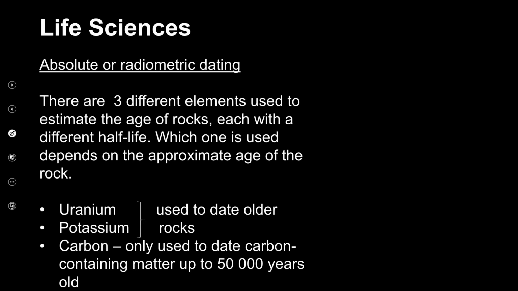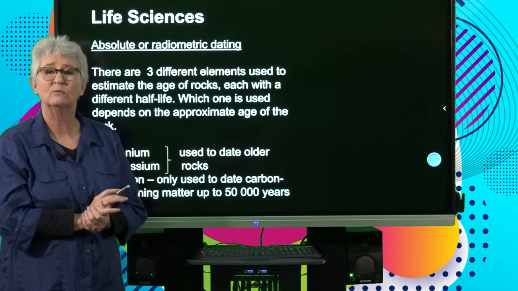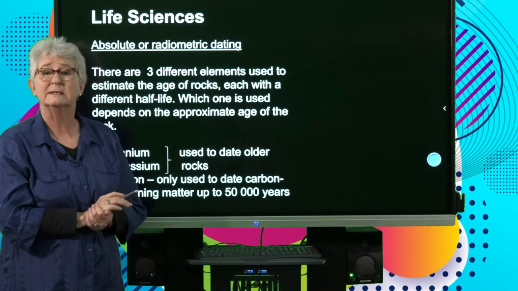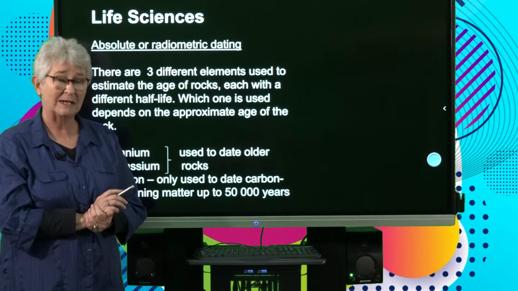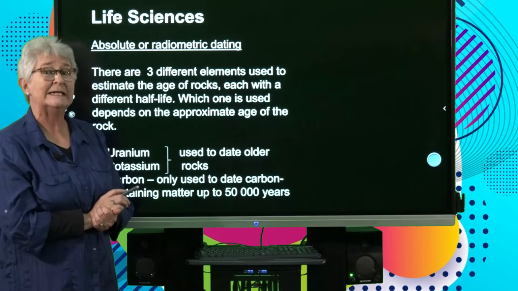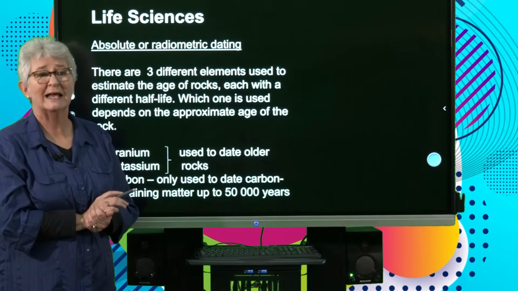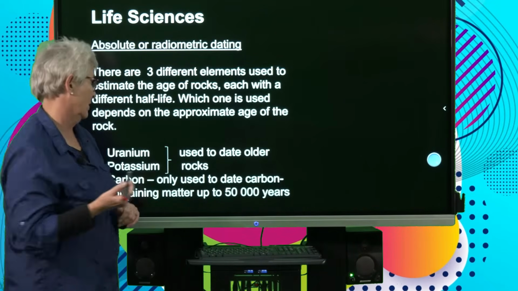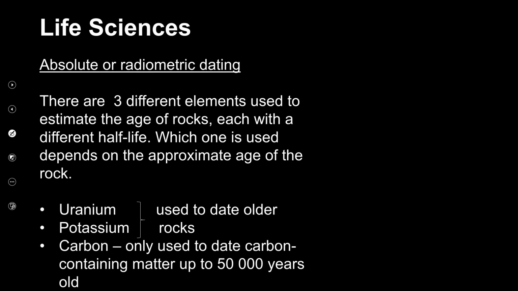Now, not all elements are good for this. There are 3 elements that are very suitable. The one is uranium, which we looked at. The other one is potassium, and there's another one that you might have heard of, and that is carbon dating. Each of these 3 different elements gives us an idea of how old the rocks are. Uranium and potassium are used to date very old rocks, and carbon dating is used for organic matter from 50,000 years ago to now.